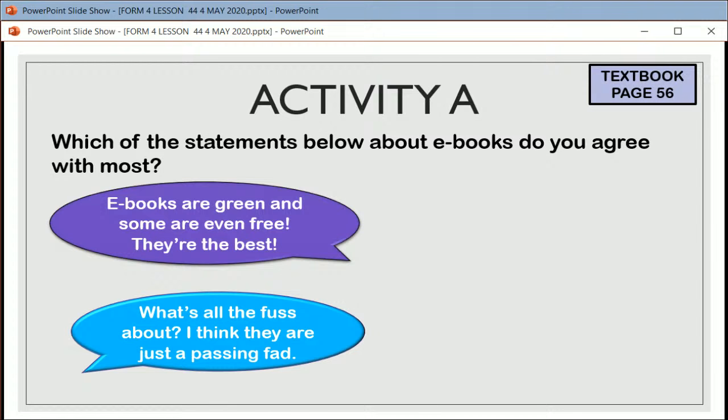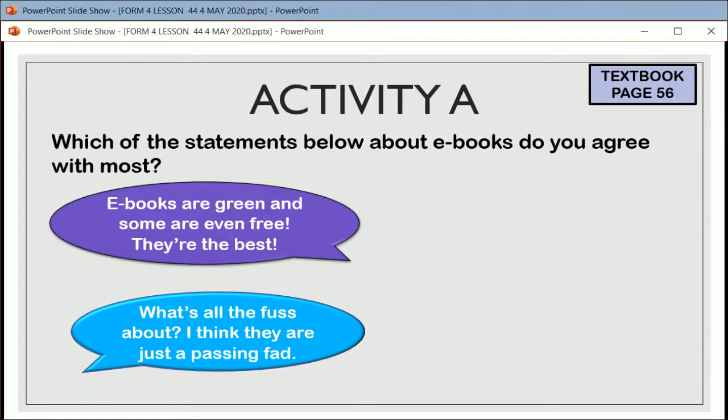And then what's all the fuss about? I think they're just a fast passing fad, meaning a fad like a fashion. Sometimes people just say, oh, everybody's going after ebook, let's go. And after some time, it will die down and something new will come up. So that's what it means.